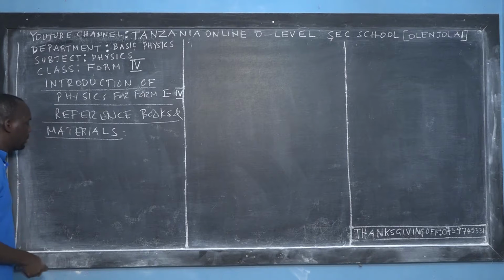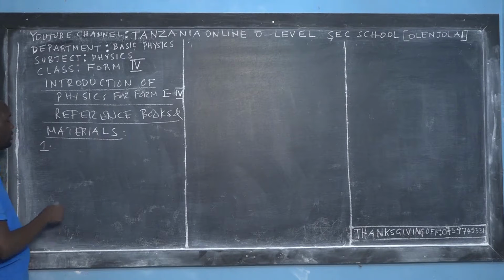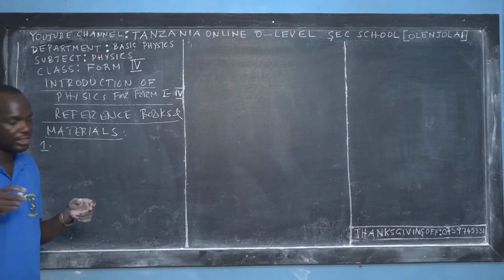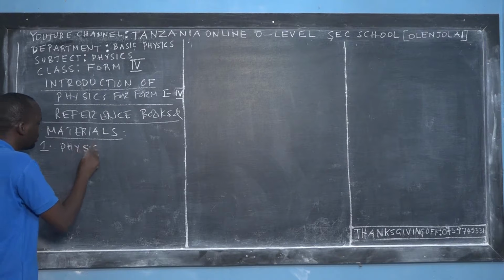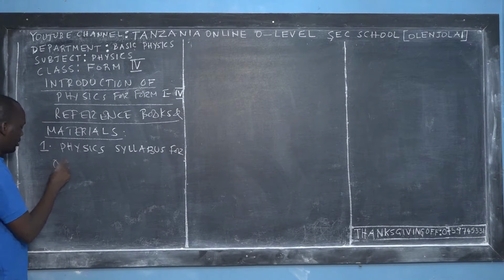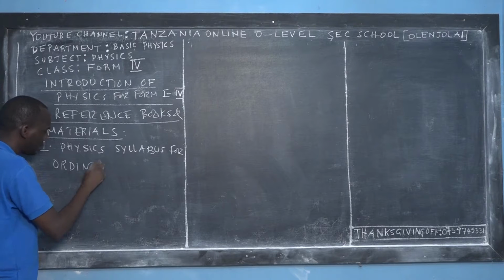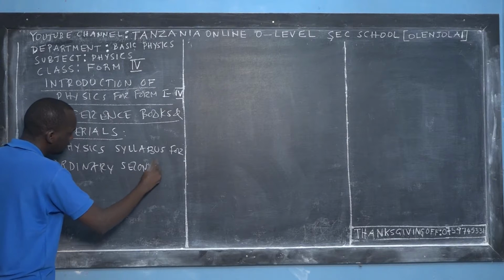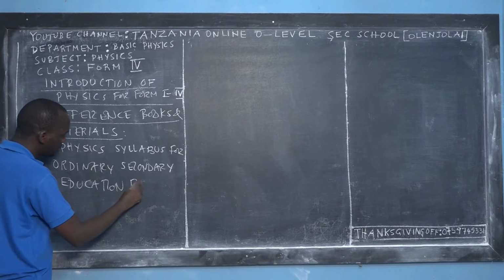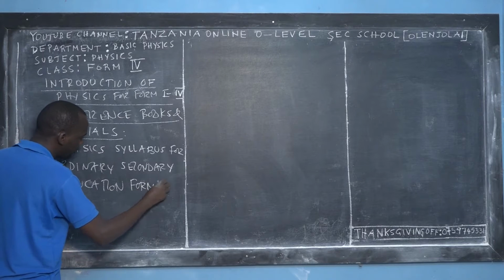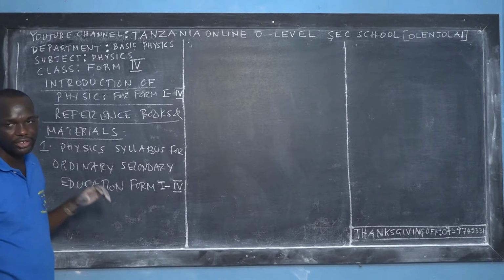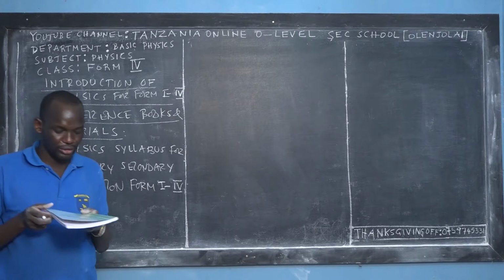So you have several reference materials. I'll mention some of them for you. The first reference material, we call it a syllabus: the Physics Syllabus for Ordinary Secondary Education. Very important book. This is a unique book that you can read for Form 1, and it has content for Form 1 through Form 4. That is the first reference book. We call it the Physics Syllabus for Ordinary Secondary Education, Form 1 to Form 4.